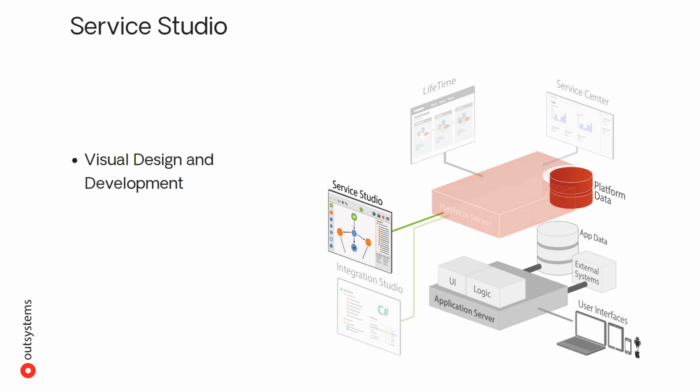Once it's connected, developers can create and publish applications to the platform server. Each version of those applications will be stored in the platform data database. The platform server will then compile and generate optimized code for those applications and deploy them to a standard application server. The application server uses traditional databases and external systems to run the applications you've created.